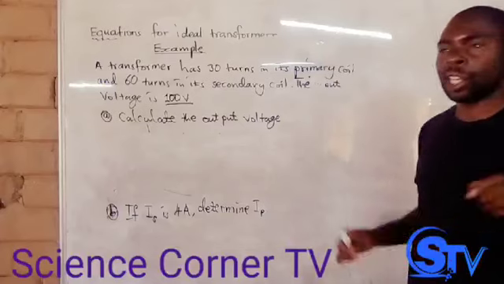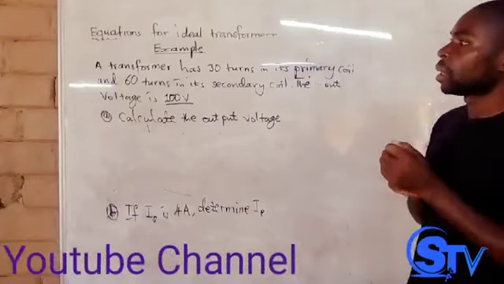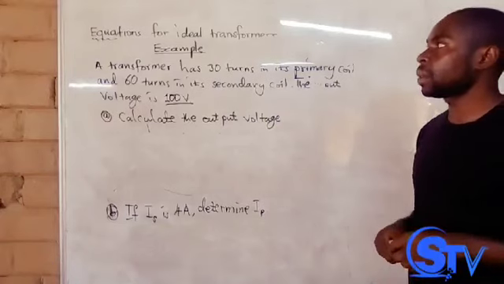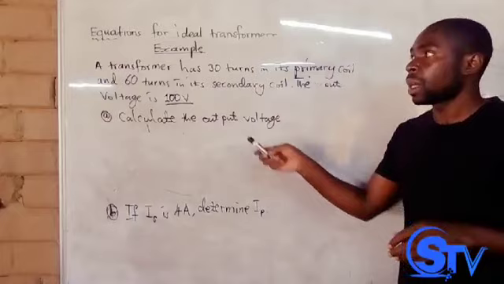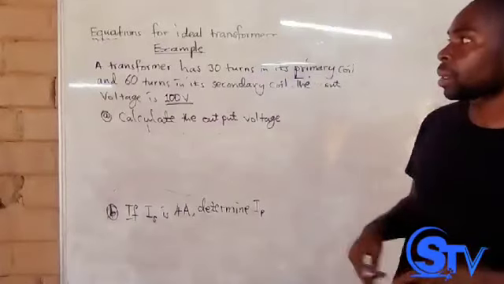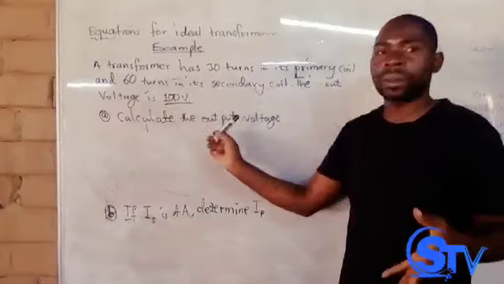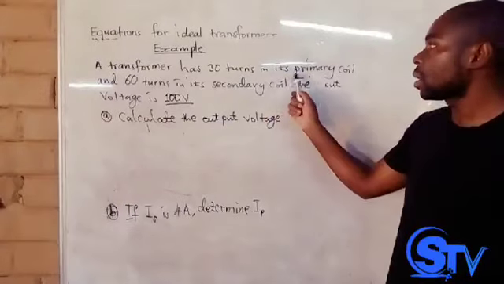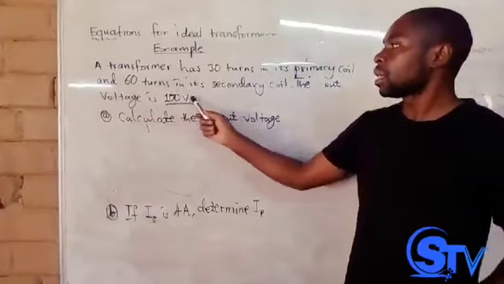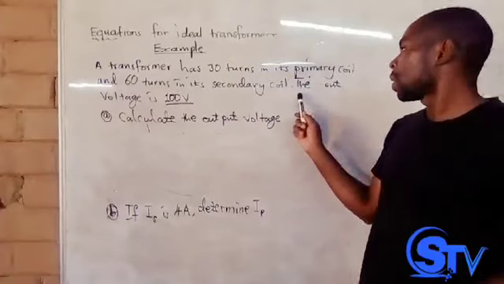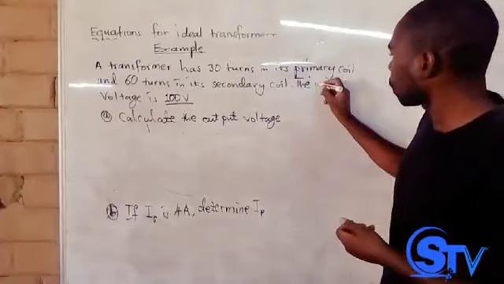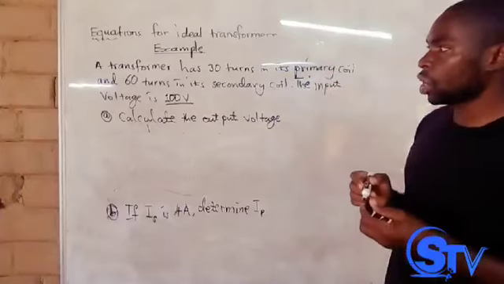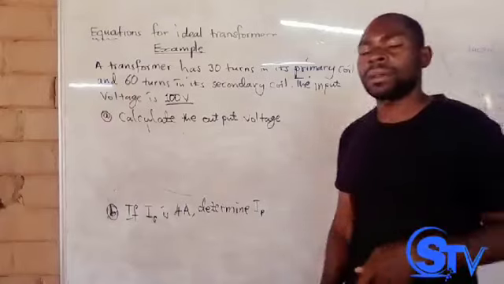Following the explanations of examples on how to use equations for ideal transformers, we are going to do this example together. So we are going to look at this example which says a transformer has 30 turns in its primary coil and 6 turns in its secondary coil. The input voltage is 100 volts.